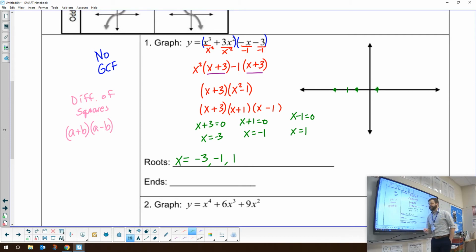Okay, now we need to think about our ends. Well, we can look at this one of two ways. We can look at the highest degree on my equation. That's x cubed. x cubed is my highest degree. We can think, okay, and here I have 1, 2, 3 x's multiplied together, so that gives me x to the third. It's going to be positive, and since it's x cubed, it's going to be opposite direction.